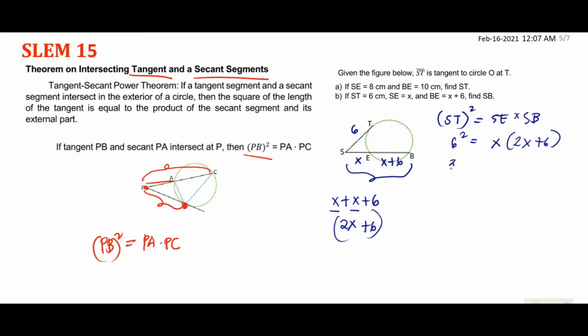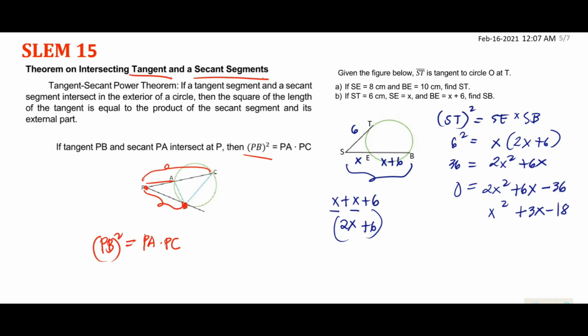So, let's evaluate. This is 36. This is 2x squared plus 6x. And then, ilipat mo na lang dito sa kabila 36. So, this is 0 na. 2x squared plus 6x minus 36. Divide mo muna sa lahat sa 2 para mas mabilis, kasi divisible by 2 naman yun. So, x squared plus 3x minus 18.